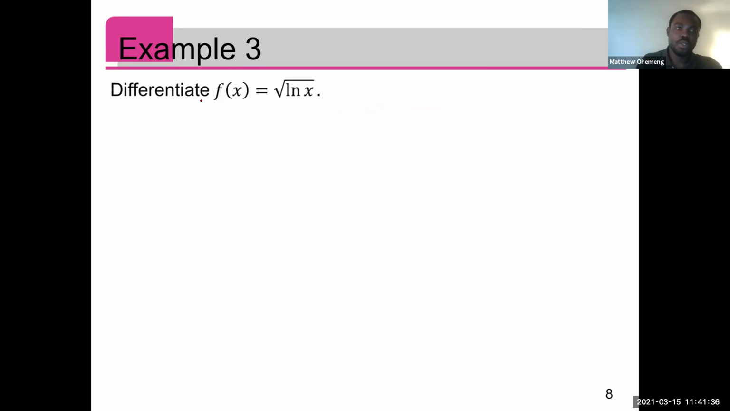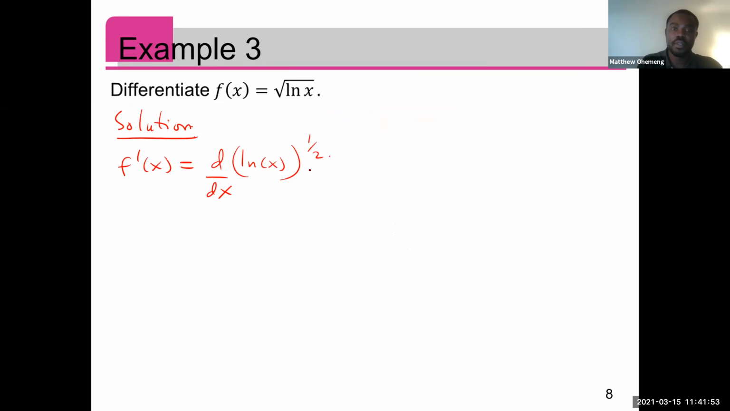Okay. So then let's differentiate this. For this, let's do this together. So solution. I'm trying to find f prime of x. So that's just d over dx of what? Now, the square root of ln of x is ln of x to the power half. So for this one, it doesn't look like any of the rules you've seen. It's not like ln of g of x or log base b of x. It's none of those, right?